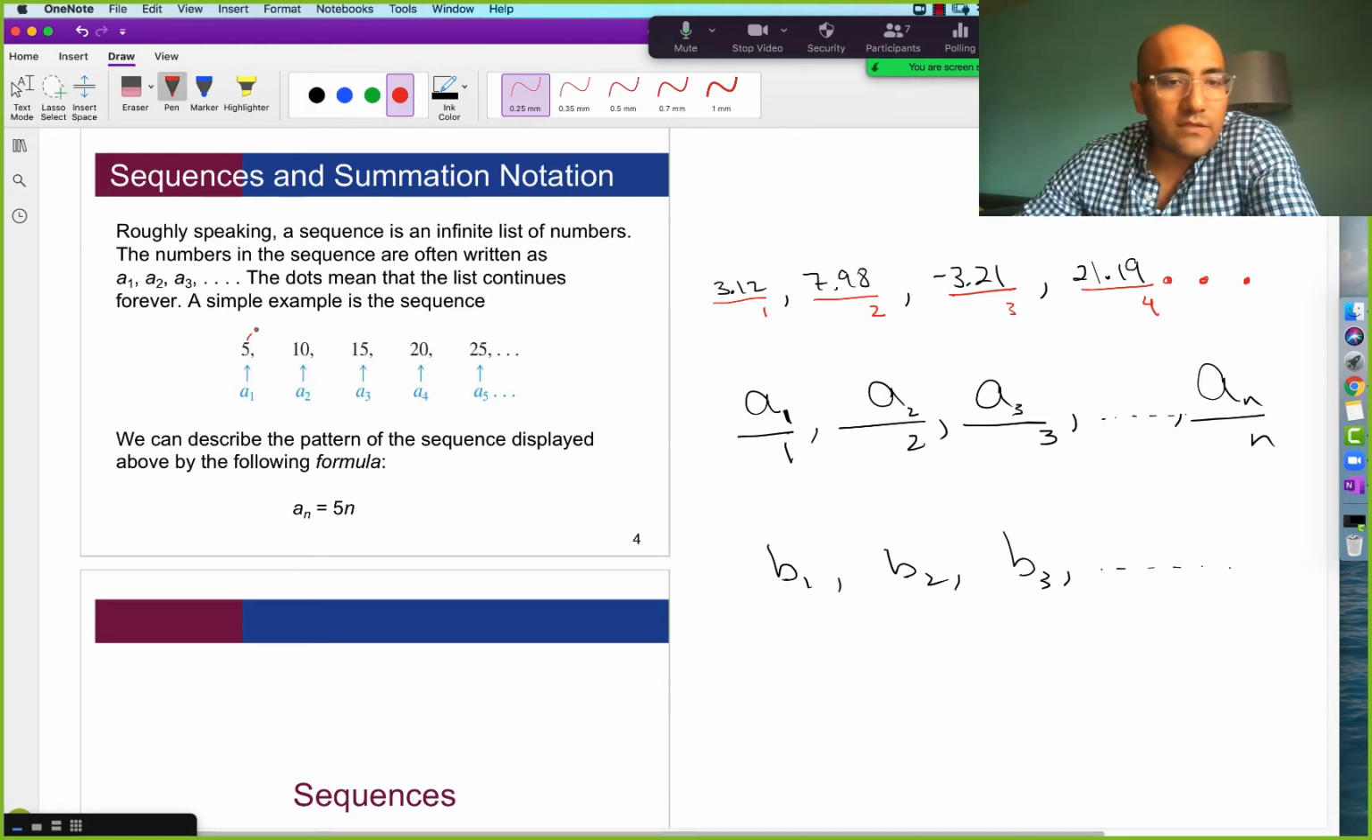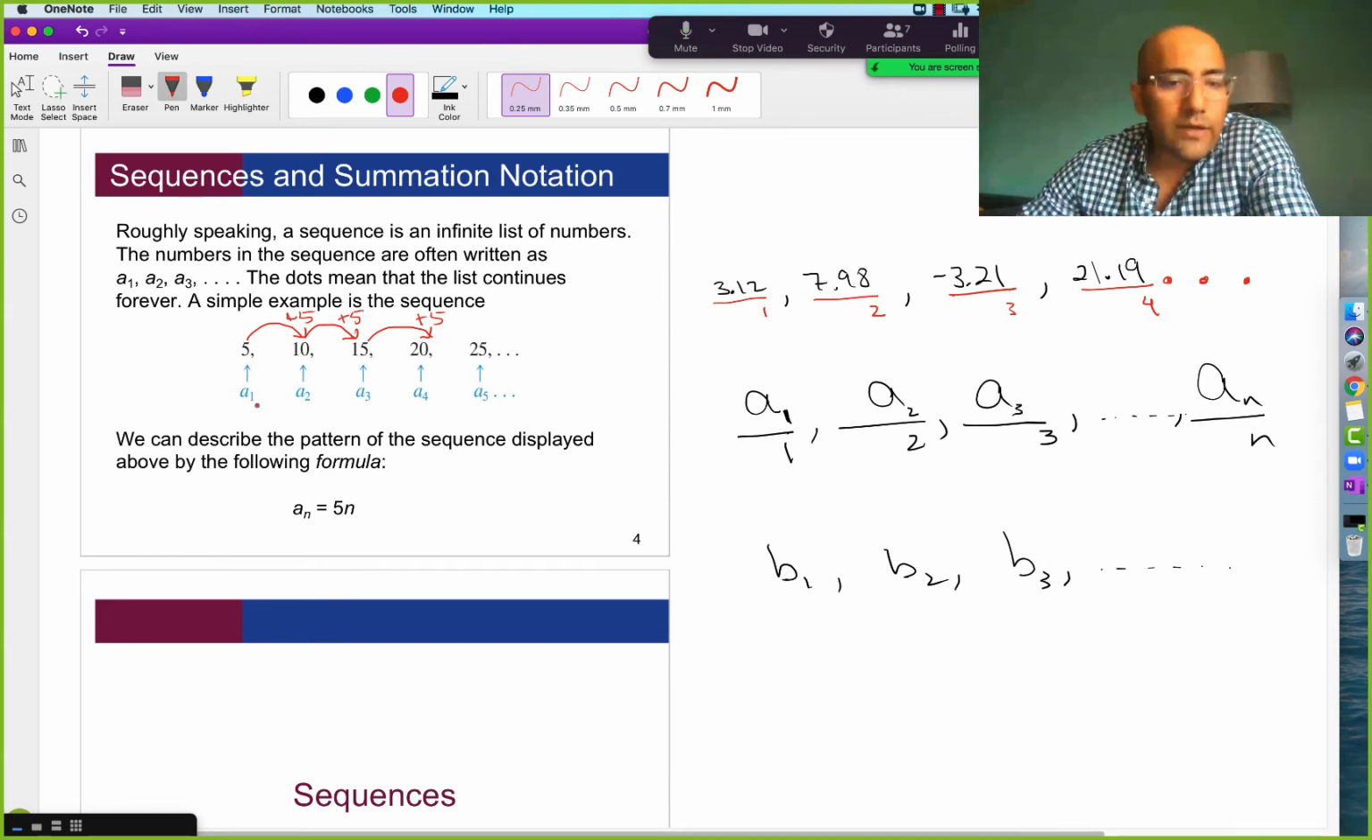So in this case, we were going from 5 to 10, 10 to 15, 15 to 20. So it looks like we were adding 5 every time. That's one way to look at it. Add 5 every time to get to the next one. Okay, that's one way to look at the pattern.